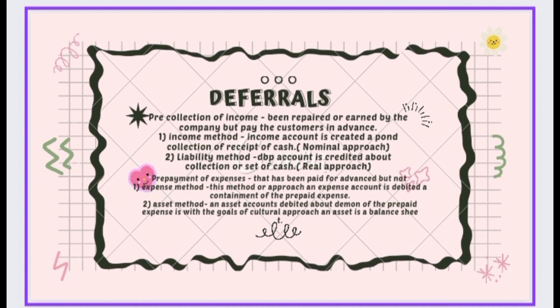In the income method, the income account is credited upon collection or receipt of cash, or what we call the nominal approach. While in the liability method, a liability account is credited upon collection or receipt of cash, or what we call the real approach.